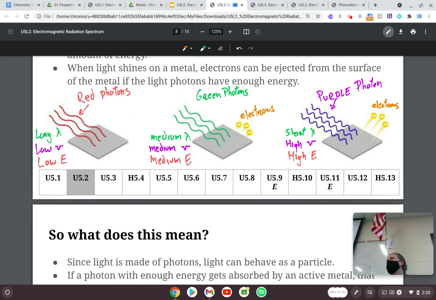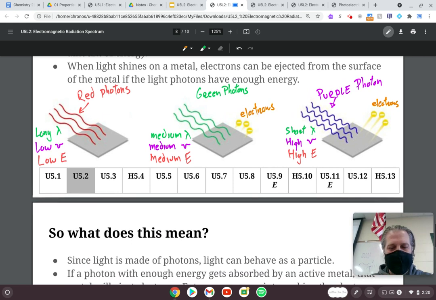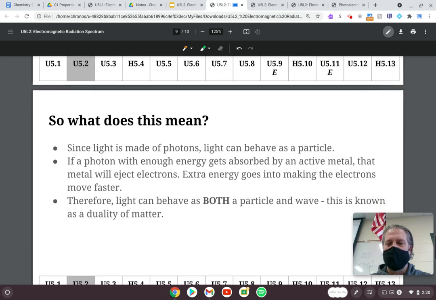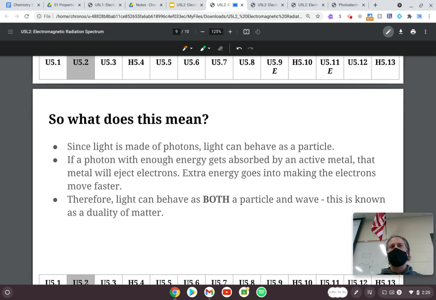So what does this tell us? Okay. We know that light behaves as photons and light can behave as a particle, right? Okay. So if a photon with enough energy gets absorbed by a chunk of metal, it will kick an electron out. When it kicks an electron out, how far away and how fast that electron travels from the metal is determined by how high the energy of the photon is.